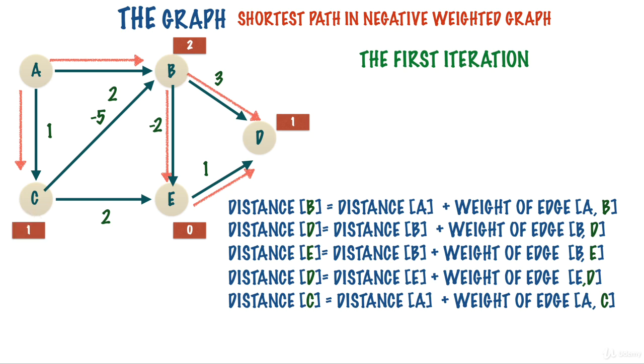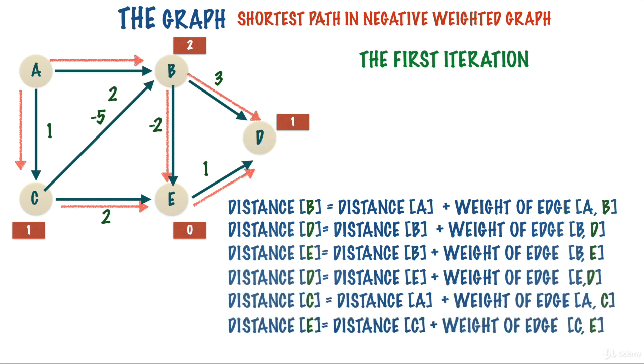What are the unexplored edges? The one from C to E. So the distance to E can be calculated as the distance of C plus the weight of the edge C, comma E, which is 1 plus 2 equal to 3. However, E already has a distance of 0 associated with it. 3 is greater than 0, so we ignore 3 and do not update the distance of E.